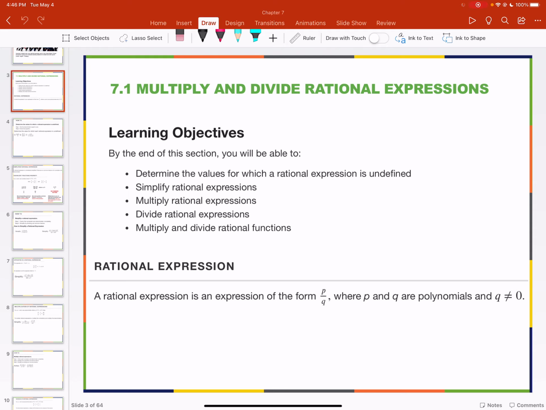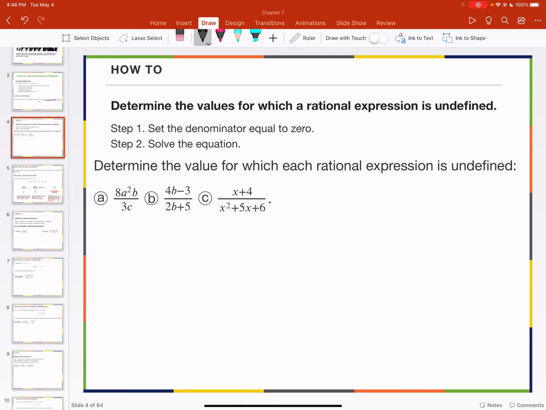First of all, what is a rational expression? It's an expression of the form P over Q, where P and Q are polynomials and Q does not equal 0 because you cannot divide by 0. Now, you can see here some examples.